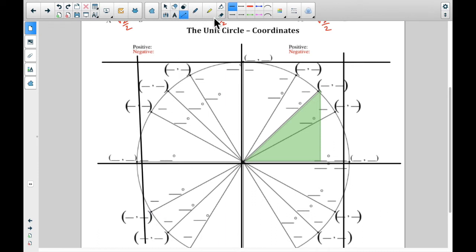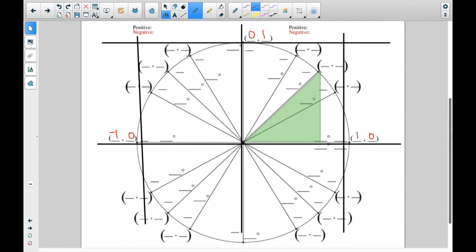And so with that information, what I could say is this point over here is the point 1, 0. This point up here is 0, 1. Over here I have a negative 1, 0. And down here I'm going to have 0, negative 1.